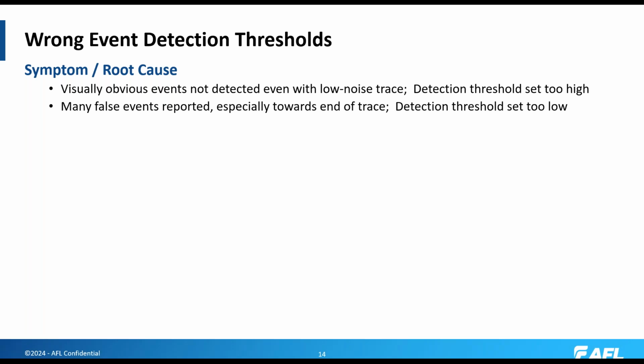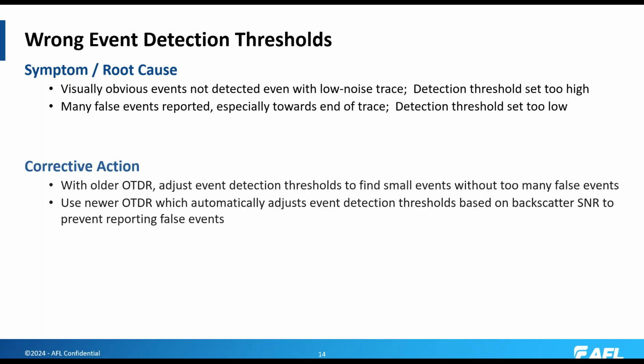Wrong event detection thresholds. It's possible that visually obvious events are not detected, even with a low noise trace. In this case, the detection threshold is set too high. Another possible case is that many false events are reported, especially as the noise level increases towards the end of the trace. In this case, your detection threshold is set too low.